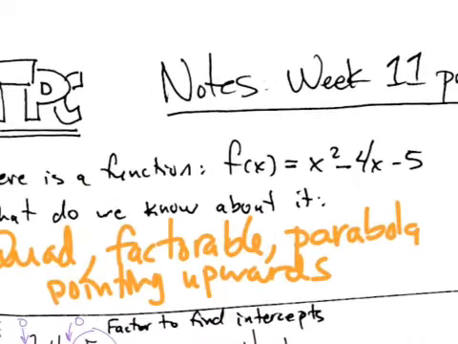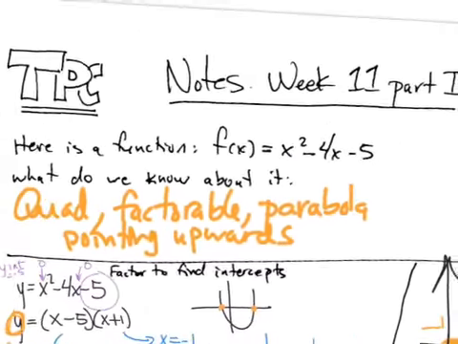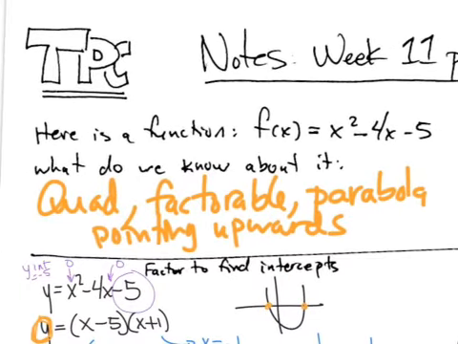So to start out with, if we had this, y equals x squared minus 4x minus 5, what do we actually know about it? Well, we know it's a parabola because of the x squared term. We know it's a parabola that points upward because it's a y equals positive x squared. And we might just eyeball it and say if x is equal to 0, then y equals negative 5. And so we know that the y-intercept equals negative 5. But just by looking at it, that's what we know. So it's a quadratic, it looks factorable, it's a parabola pointing upwards, and the y-intercept would be negative 5.